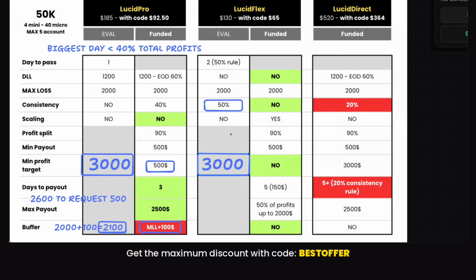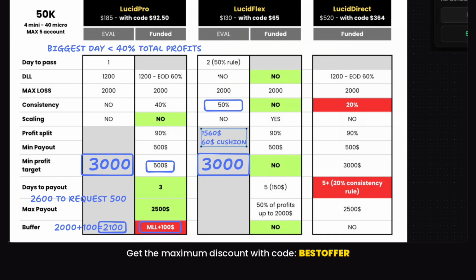Keep these in mind. So to pass your evaluation in 2 days without breaking the 50% rule, you need to do 2 days with $1,500. But here is the thing, you have a $60 cushion, right? So that means you don't need to be precise. You can just do 2 days with, for example, 1,520 or 30 or 40, everything till maximum 60, right? So this is the cushion that you have. So you can actually pass this account in 2 days.